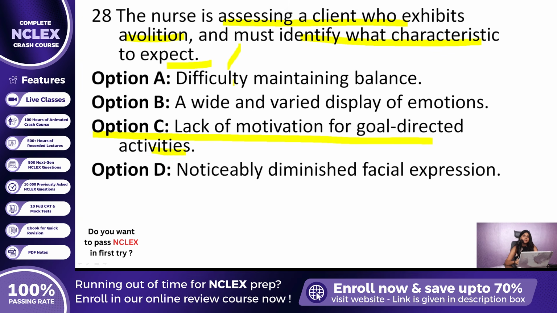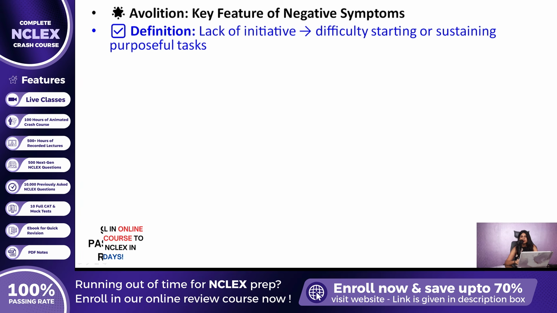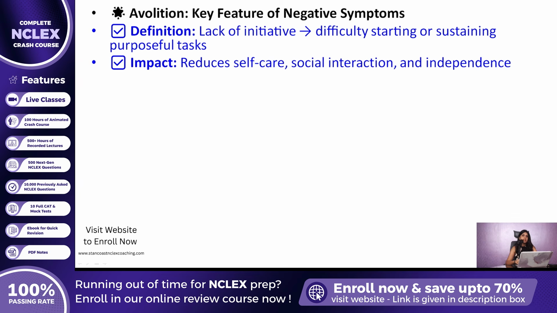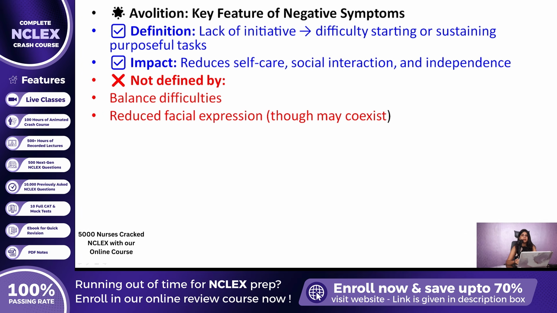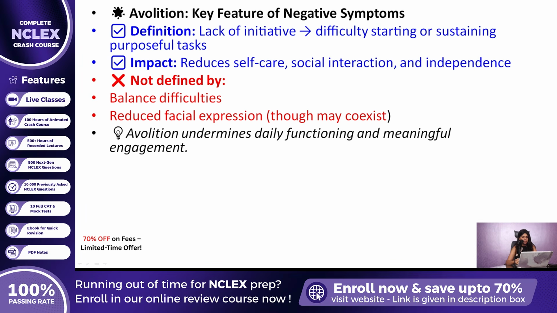Avolition is a negative symptom seen in conditions such as schizophrenia, where clients struggle to initiate or sustain purposeful tasks. It significantly impacts daily functioning and independence. Difficulty with balance is unrelated, and while diminished emotional expression may occur alongside avolition, the defining feature is lack of initiative, not reduced facial expression or varied emotions. The key point is that avolition undermines a client's ability to engage meaningfully in self-care and social interactions.